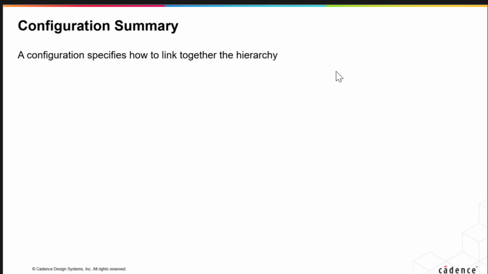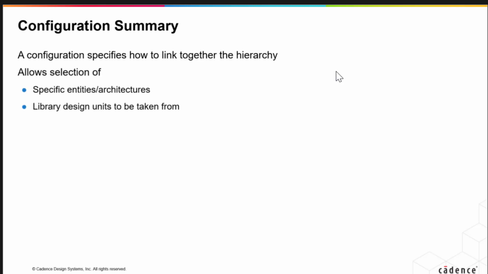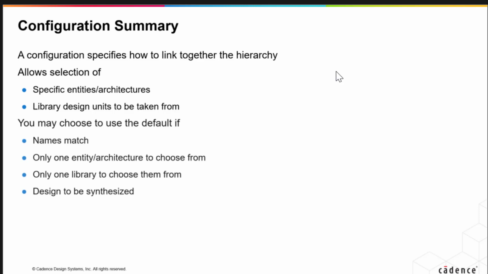Let us summarize this module. A configuration specifies how to link the hierarchy. It allows the selection of entities/architecture, and the library design units to be taken. We can use default configurations under the restrictions of name matching, only one entity/architecture to choose from, only one library to choose from, and if design hierarchies are for synthesis.